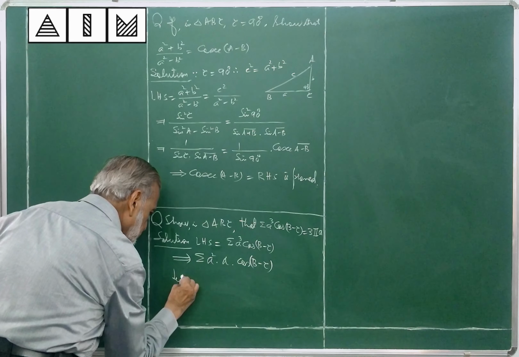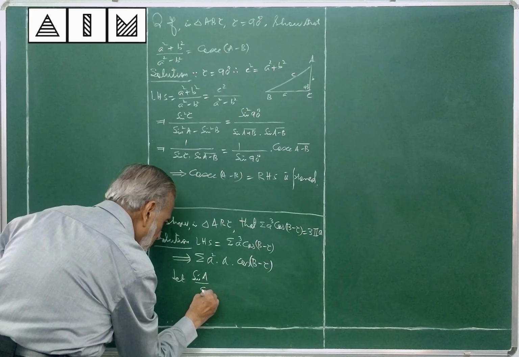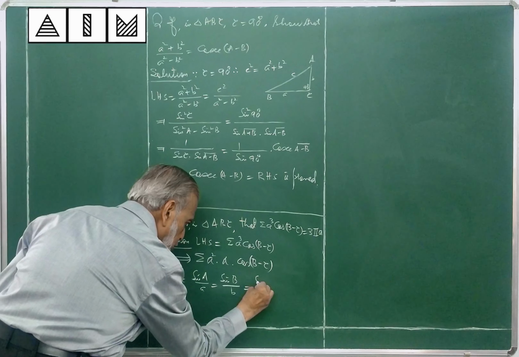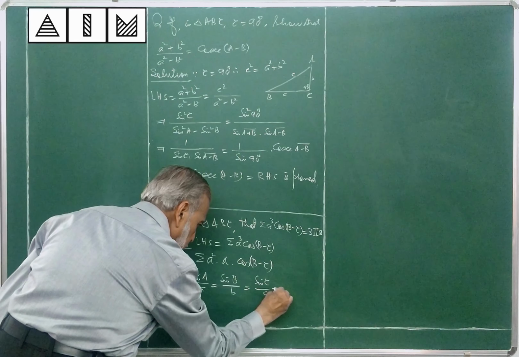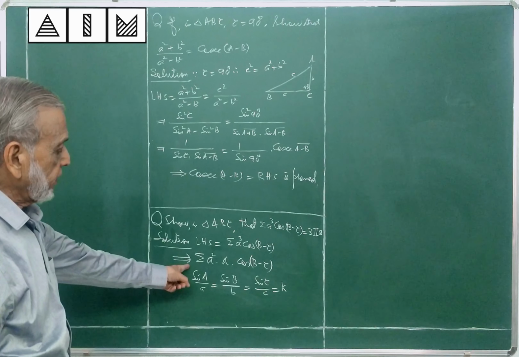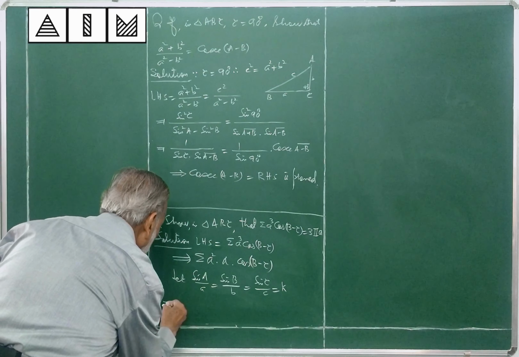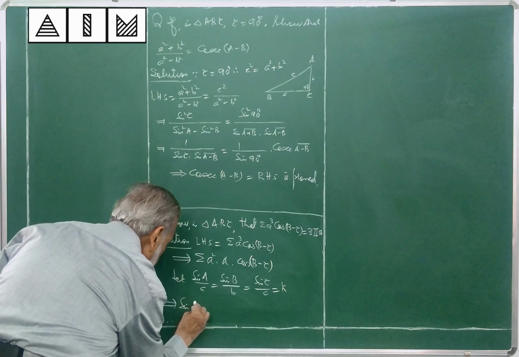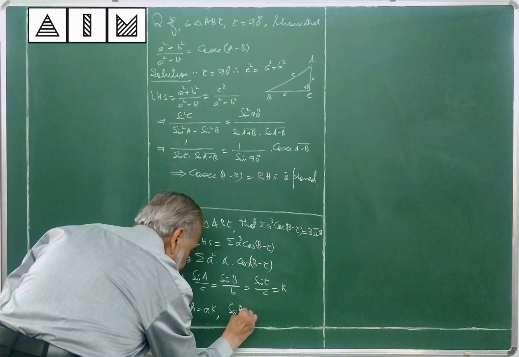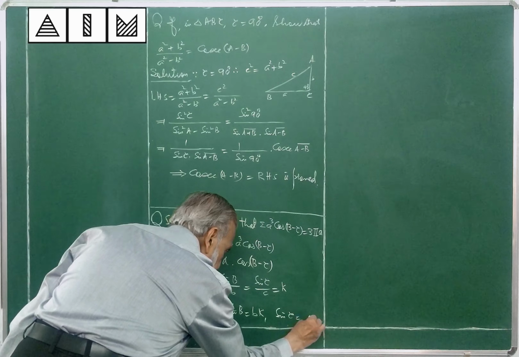Now let sin A by a is equal to sin B by b is equal to sin C by c is equal to k. Such assumptions we have done earlier so many times. That follows. Now sin A is equal to ak, sin B is equal to bk, and sin C is equal to ck.